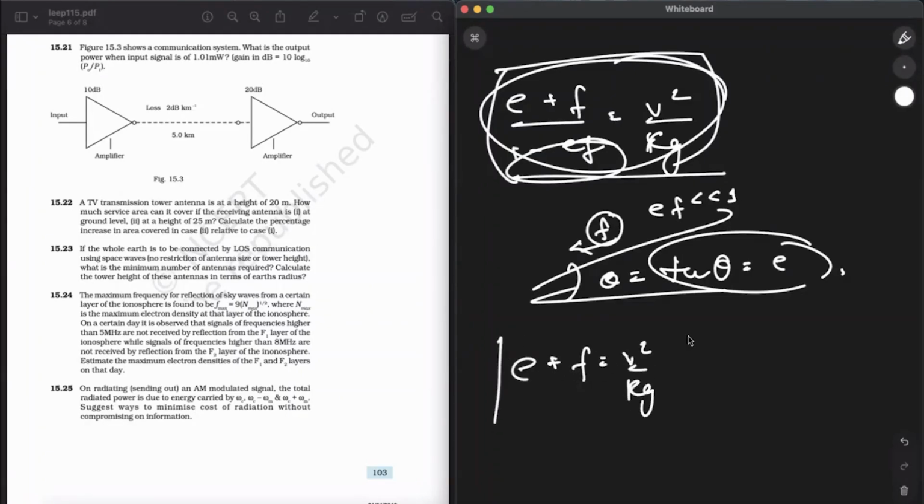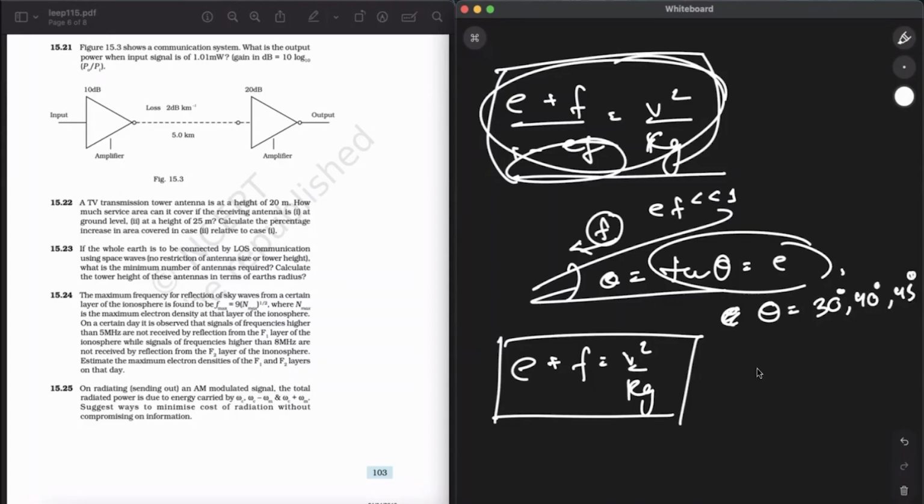You'll remember this formula for the Mains perspective. Now, I'll tell you what question will come in JEE Advanced. JEE Advanced will tell you that there is a race track, a Formula 1 race track, and the super elevation theta is equal to 30 degrees, 40 degrees, 45 degrees. Now, what will happen in this case? Tan theta, that is E, will have a significant value. It will not be very small.